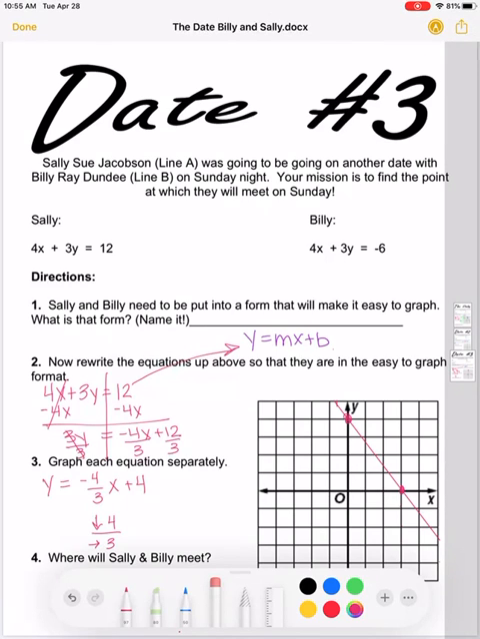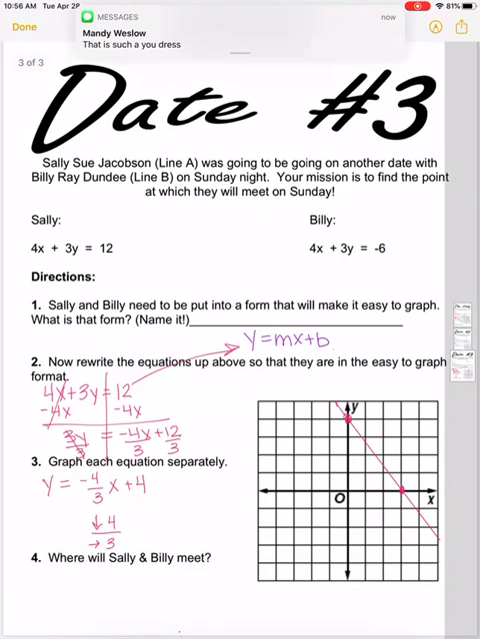These are special situations in graphing systems of equations, and you'll find that what we're looking for here is that there are 3 different solutions to systems of equations. They can meet at 1 point, they can meet at infinitely many points, or they can meet never. Which is probably a bad sign for Billy and Sally's relationship.